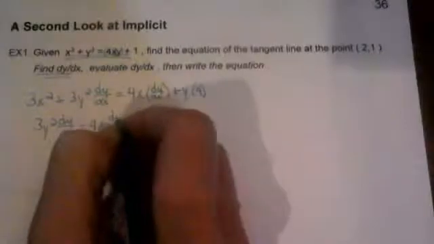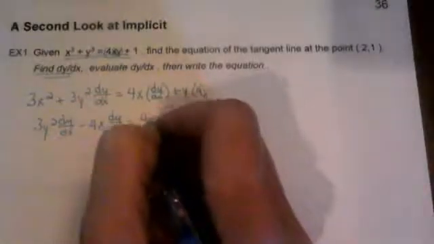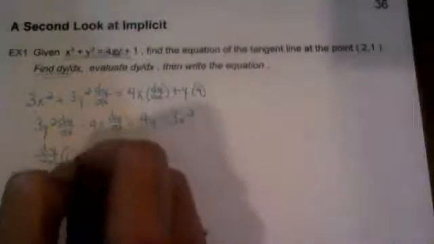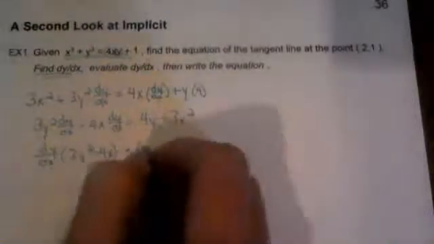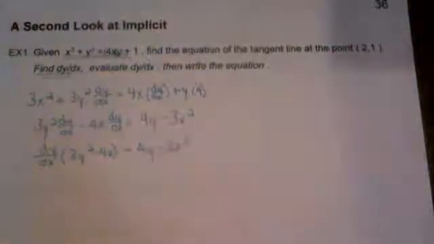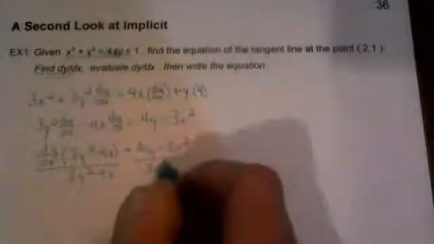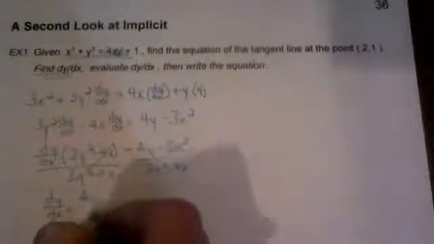So I want to solve for dy/dx, so 3y squared dy/dx minus 4x dy/dx equals 4y and then minus 3x squared. Factor out the dy/dx, and I have 3y squared minus 4x. And then I'm going to divide by the 3y squared minus 4x. So dy/dx equals 4y minus 3x squared over 3y squared minus 4x.